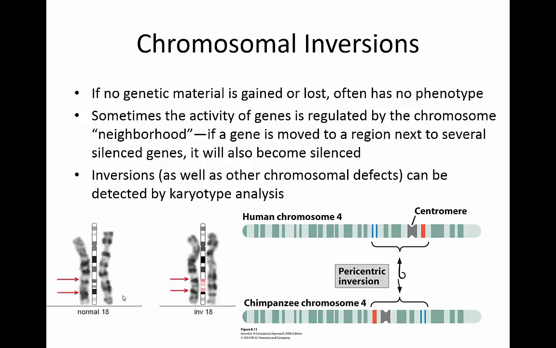And you can see based on this chromosome banding pattern that even though these chromosomes are very similar otherwise, there's been this switch in what's called a paracentric inversion of this region where the centromere lies.